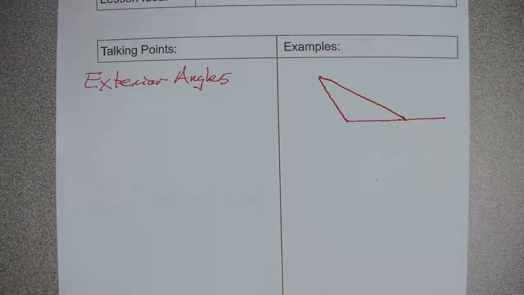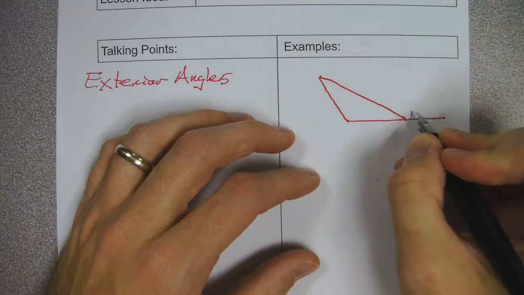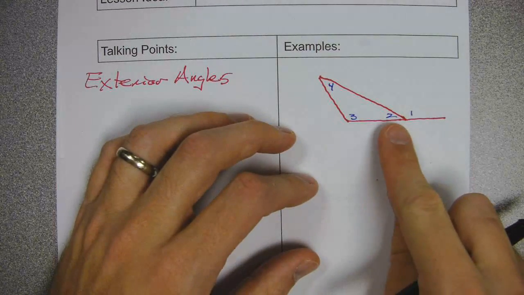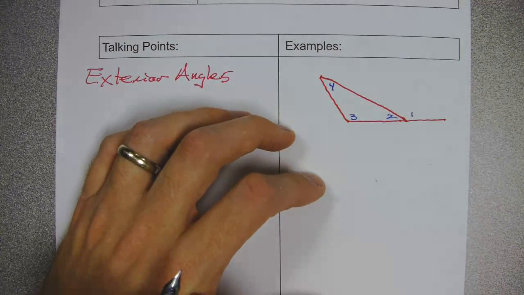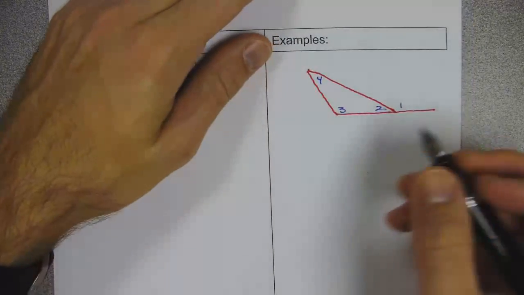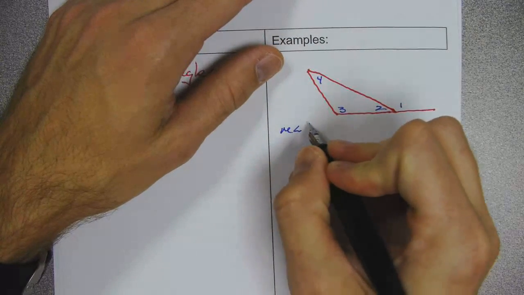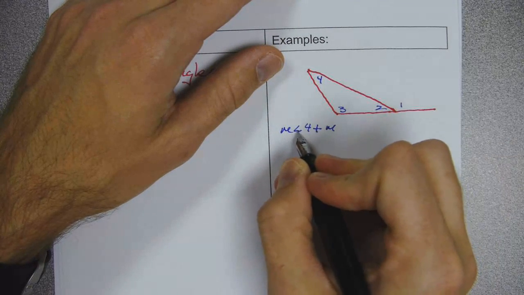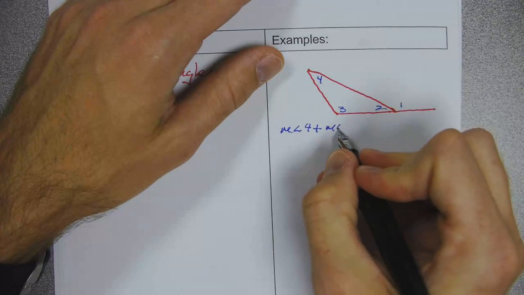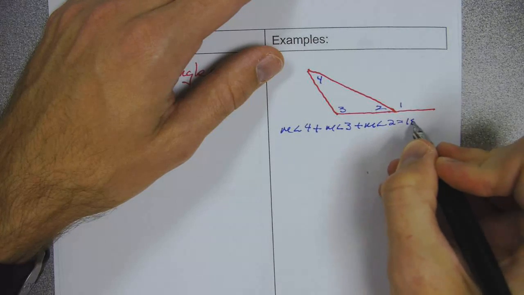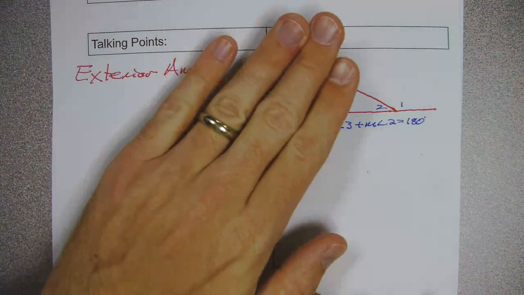Okay, and I'm going to number the angles. So we've got angle 1, angle 2, angle 3, and angle 4. Notice that angles 2, 3, and 4 will all add together to make 180. Again, the interior angles added together should equal 180. So I could say that the measure of angle 4, that's what that M means, measure, and then this little symbol, it kind of looks like a less than, that means angle. So the measure of angle 4 added to the measure of angle 3 added to the measure of angle 2 should equal 180 degrees.